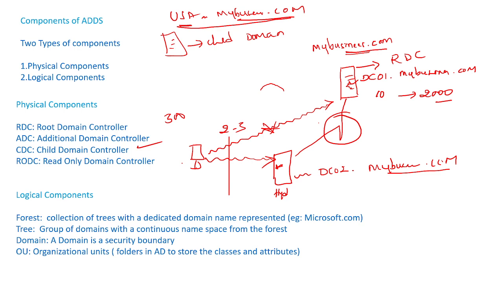Now the fourth one is the read-only domain controller. It is similar to the root domain controller and the additional domain controller, but it is a copy of a domain controller that doesn't permit any write operations. Say for example, now you are starting an office in Mangalore.